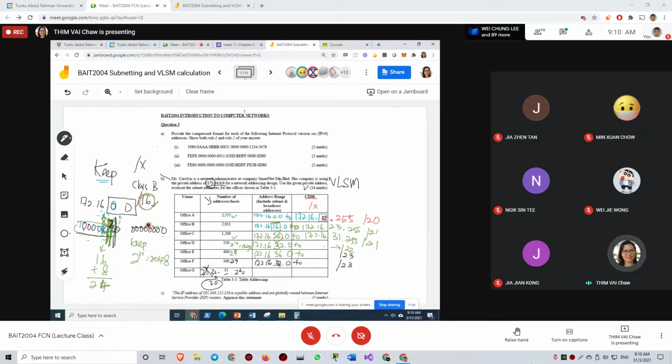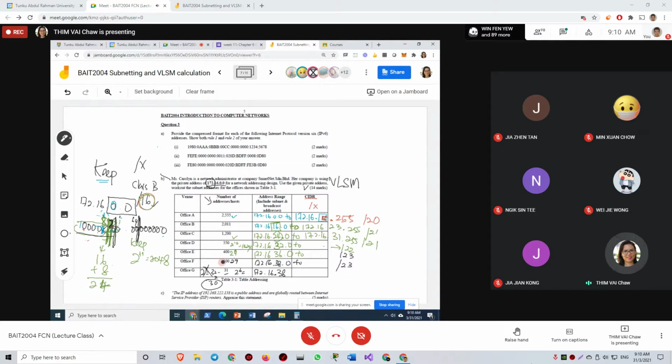So that's why I'm going to keep 6 bit. My bit pattern here, 1, 2, 3, 4, 5, 6. Now my magic number is on the fourth octet here. So my number here is 64. You can see that my magic number is 64. So therefore, for Office G here, my number here 172.16.38. No change. Okay, still over there.